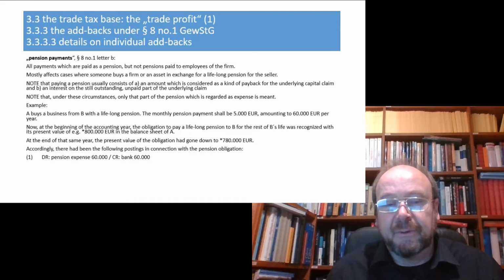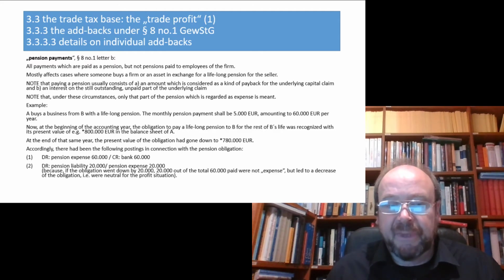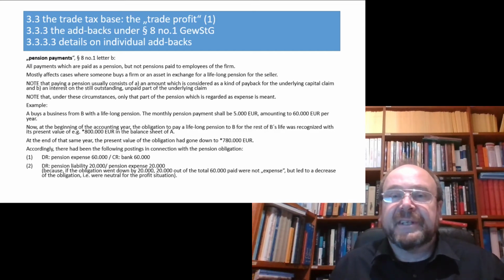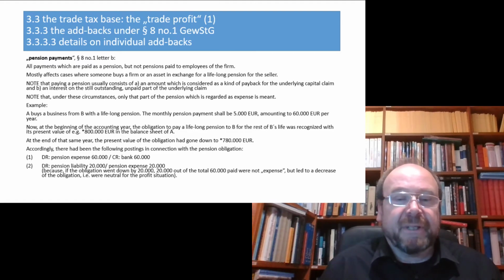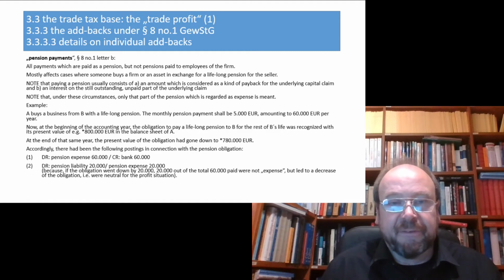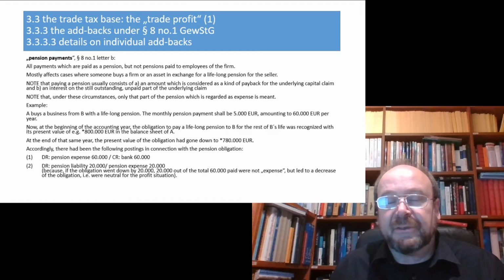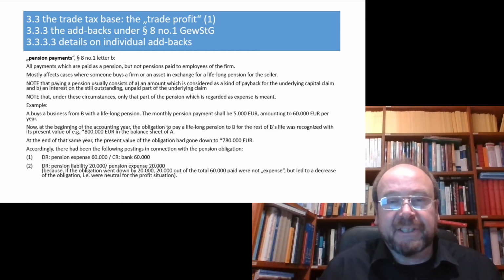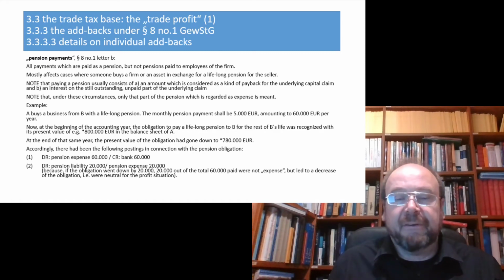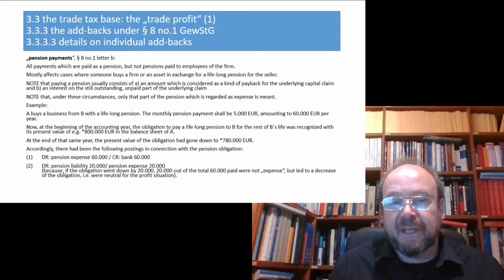So you had a certain revenue or gain from the drop down of the value of the obligation. So you have two postings. The first is pension expense of 60,000 against bank. And the second one is pension liability drops down by 20,000. So of the 60,000, 20,000 were not really pension expense, but the gain from the decrease of the pension obligation. So 20,000 of the underlying obligation have evidently been paid off. So only the 40,000 would be added back.